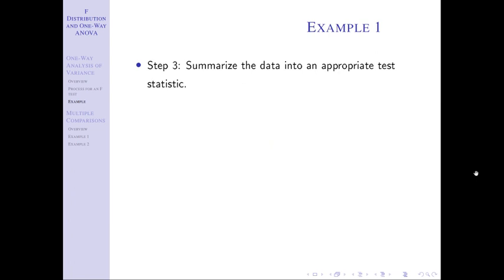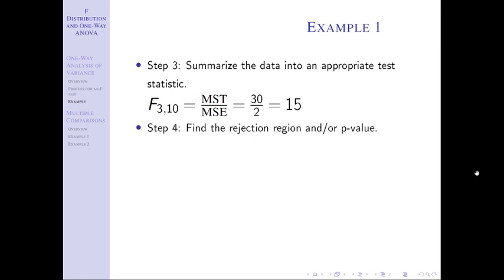Our test statistic, again, we're going to label it with the appropriate degrees of freedom. So F with 3 and 10 degrees of freedom is always equal to mean square treatment over mean square error. And again, we found those previously by taking the sum of squares and dividing by degrees of freedom. The treatment mean square was 30. The mean square error was 2. And so 30 divided by 2 is 15.